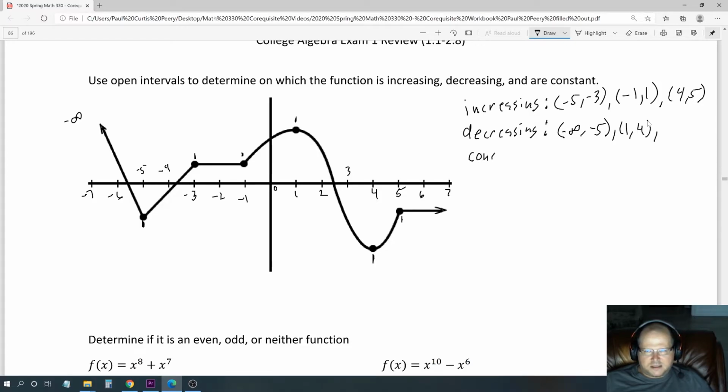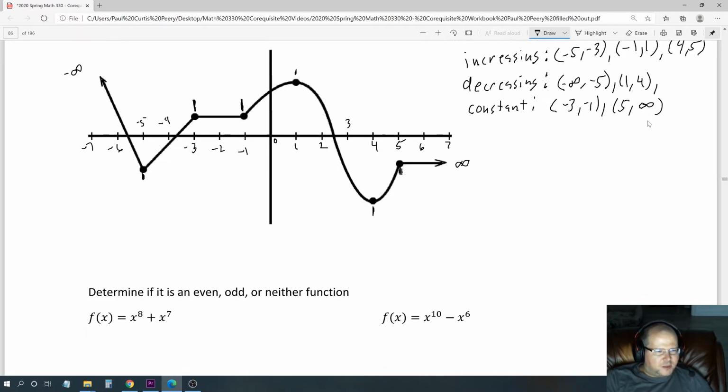Now we have constant. It looks like from here to here, it's constant. So -3 to -1, it's constant. Then it goes up, then it goes down, then it goes back up, and then it flattens out. And up here, it's understood to the right is positive infinity. So it starts at 5, and it goes all the way to positive infinity. So that interval goes to positive infinity, constant.